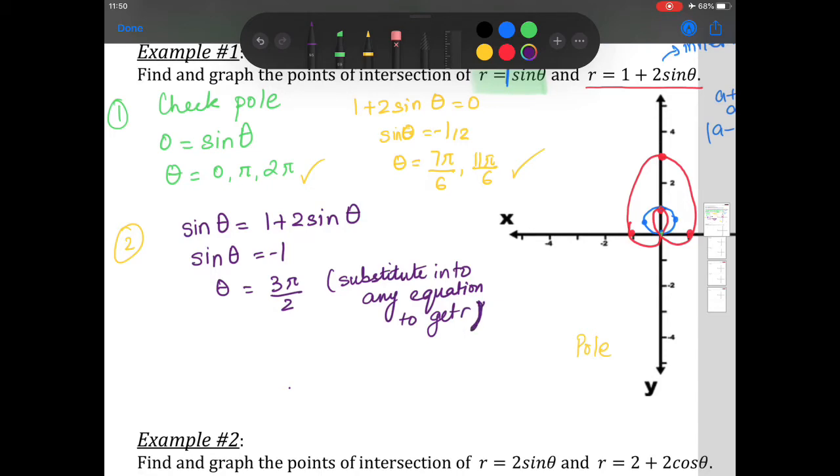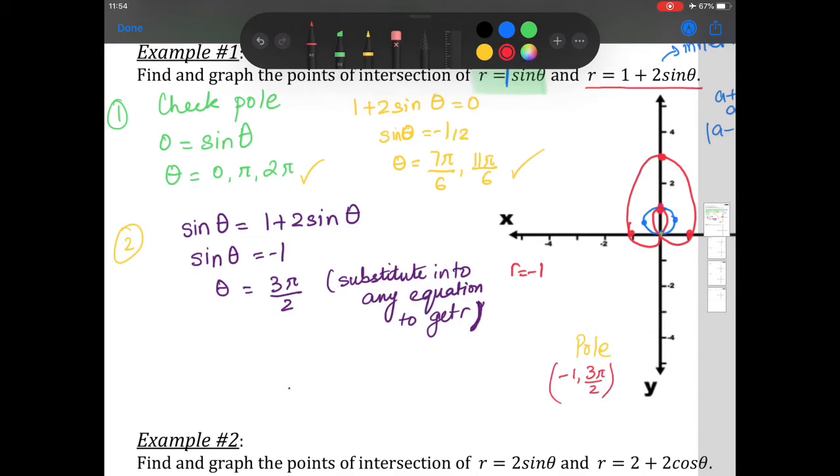Okay? Oh, I didn't put quotes, I did brackets. So I can do any, but the first equation looks much simpler. So I'm just going to substitute that. Sine of 3 pi over 2 is negative 1. So my r is negative 1. So now my points of intersection are the pole that we already wrote here, and negative 1 comma 3 pi over 2. And you can check. This point is negative 1 comma 3 pi over 2.